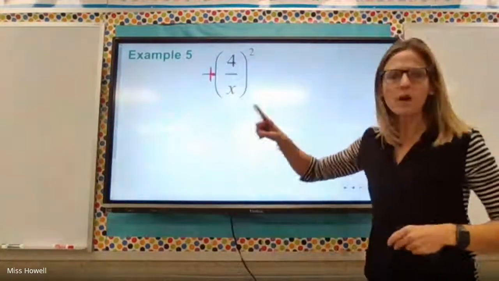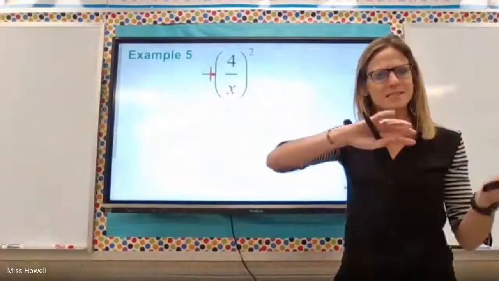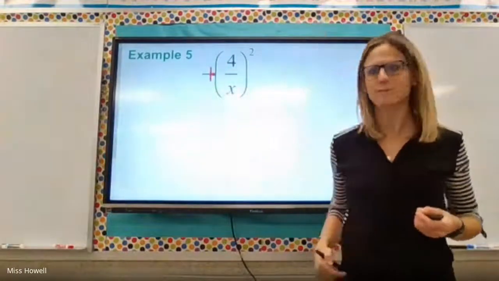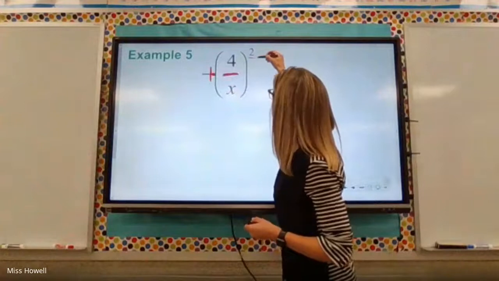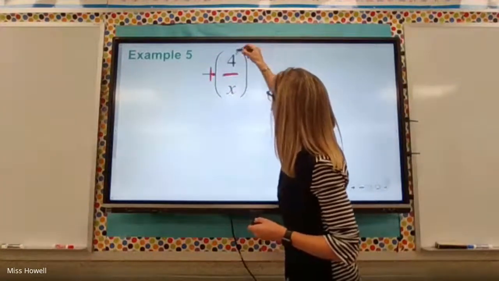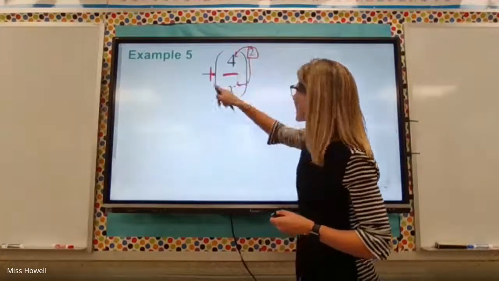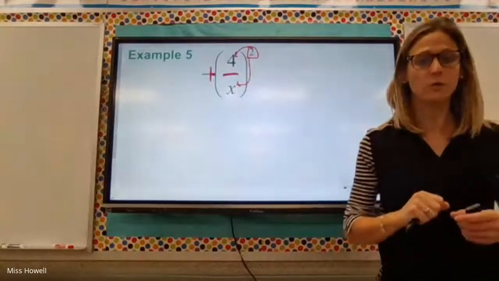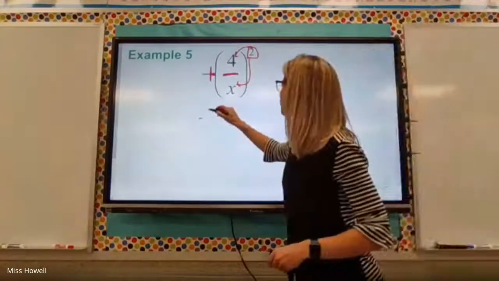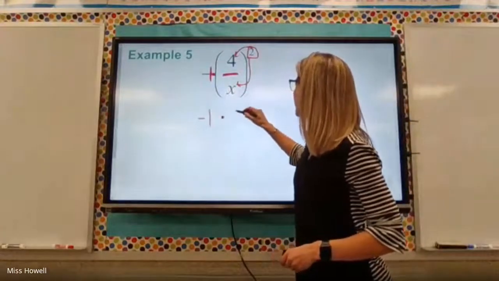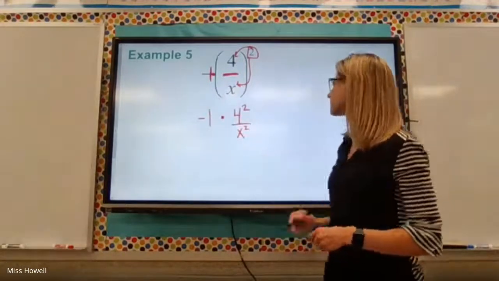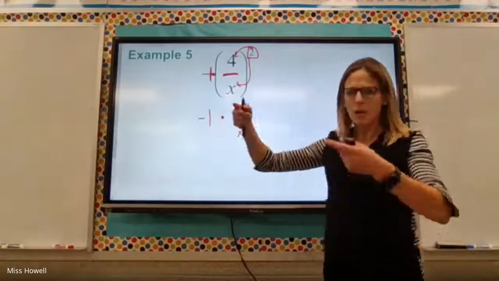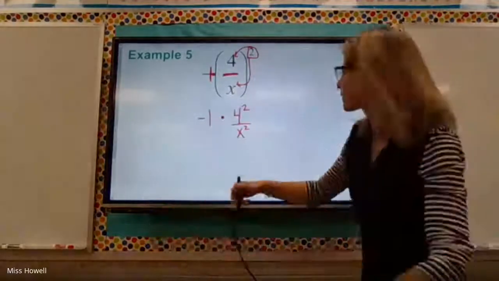That's a -1 to the 1st power, and it's just going to stay as -1 to the 1st. Inside of here, we have a quotient. So this power of 2 can only go to this 4 and this x. It has nothing to do with that outside value of -1, so be careful. All right, so we have -1 that's being multiplied now with 4 squared over x squared. Remember, a -1 with what looks like no denominator is just a 1.